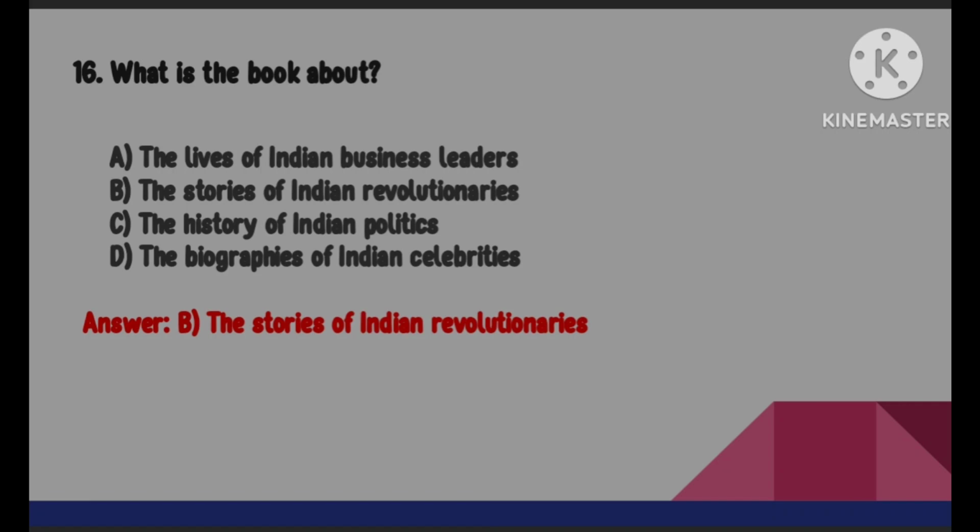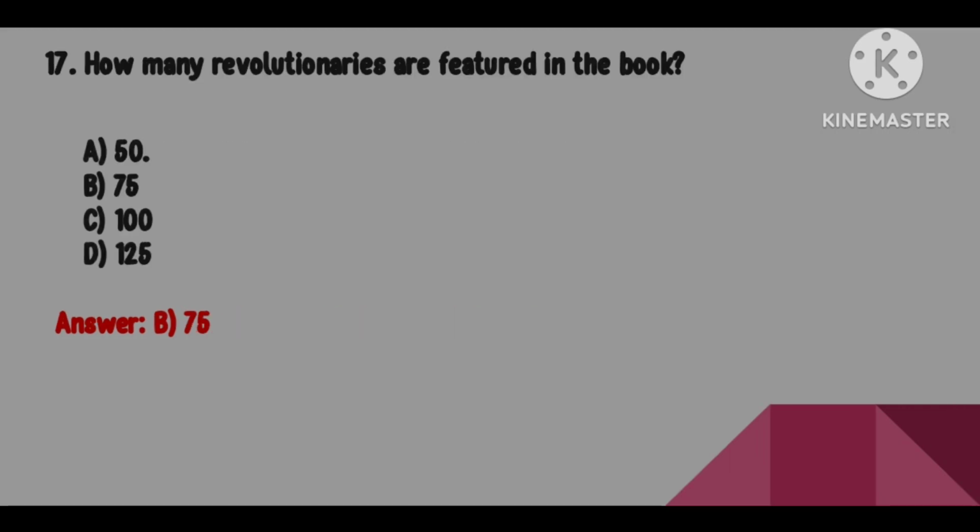Option B, the stories of Indian revolutionaries. Option C, the history of Indian politics. Option D, the biographies of Indian celebrities. And the right answer is option B, the stories of Indian revolutionaries. And the next question is, how many revolutionaries are featured in the book?